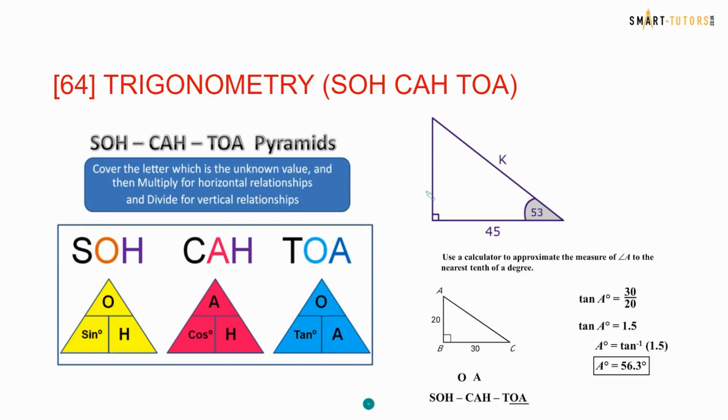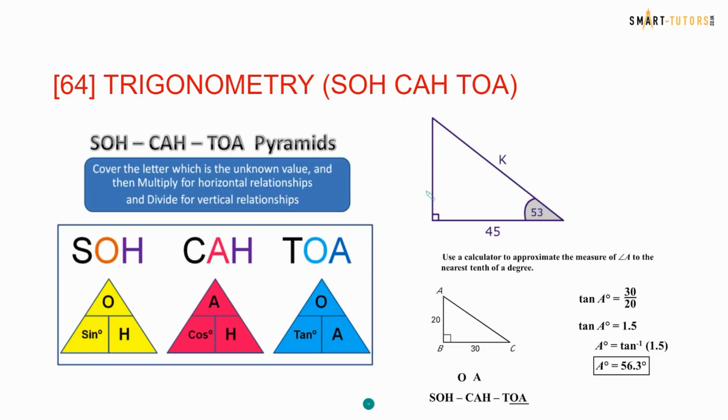Topic 64. Trigonometry, the SOHCAHTOA rule. SOH means sine is equal to opposite over hypotenuse. Cos is equal to adjacent over hypotenuse. Tan is equal to opposite over adjacent. Say for an example, have a look at this one. Use a calculator to approximate the measurement of A to the nearest tenth of a degree.